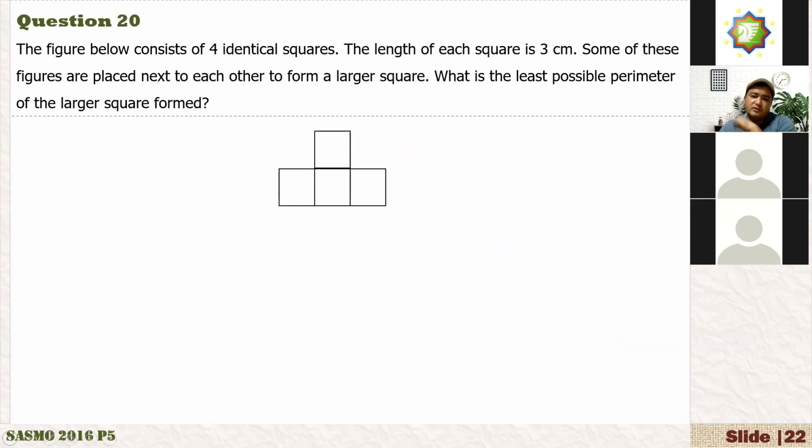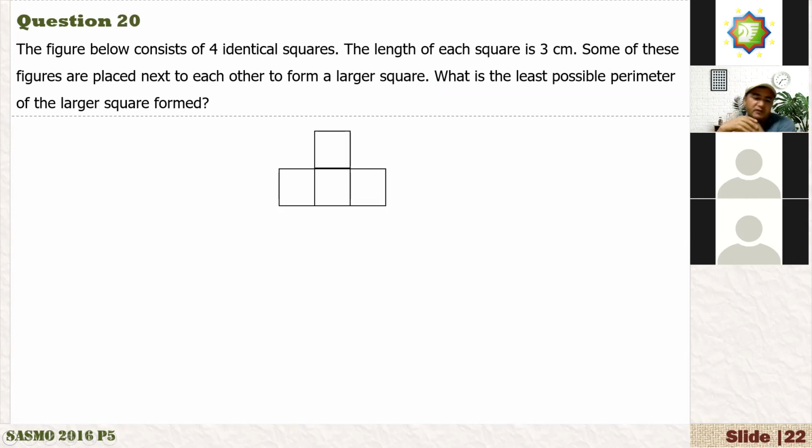Ismail, I think it's your turn. Ismail, read the question. The figure below consists of 4 identical squares. The length of each square is 3 centimeters. Some of these figures are placed next to each other to form a larger square. What's the least possible perimeter of the largest square formed?